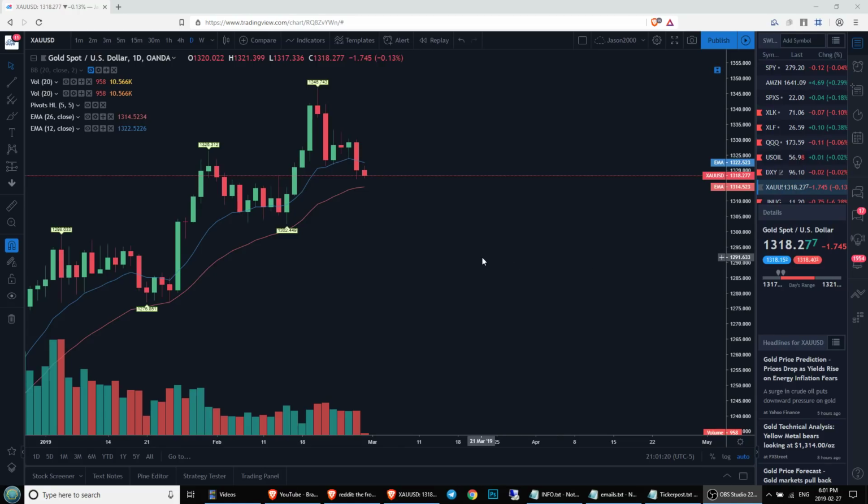Hey gold friends, we're taking a look at gold again, and the only thing that matters today is our hourly downtrend. And we're going to get to that in a second, but I want to show you what we're talking about first, and this is going to be the loss of our daily higher low.